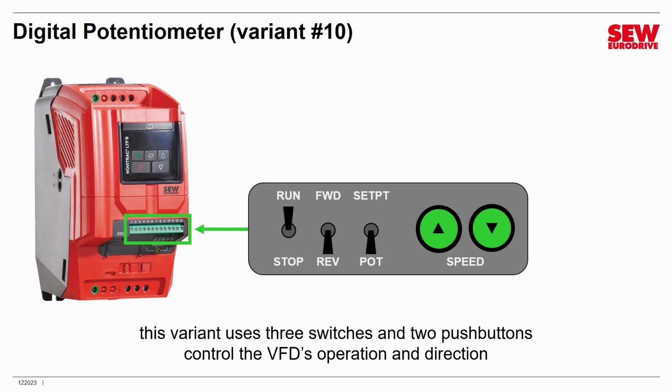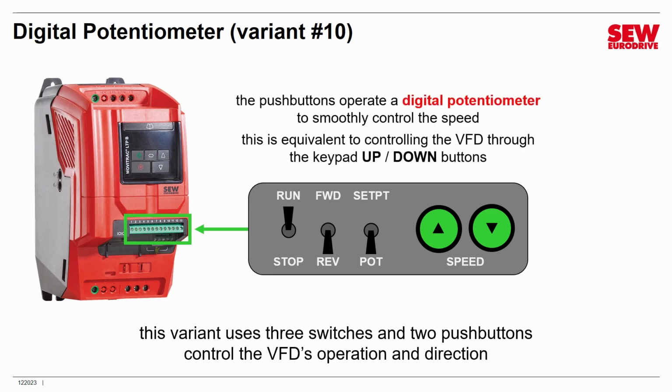These buttons function as what's called a digital potentiometer. So instead of having a knob that you rotate, an analog device, this is a digital potentiometer. When you press the up button, it will increase the speed smoothly. If you hold it down, it will ramp up. And the down button does the opposite. It slows the VFD down smoothly if you push it. If you hold it, it will just keep going down. This is equivalent to controlling the VFD through the keypad up-down buttons. In fact, those are considered digital potentiometers as well. So you'll see that term applied both to terminal control mode and to the up-down buttons in keypad control mode.